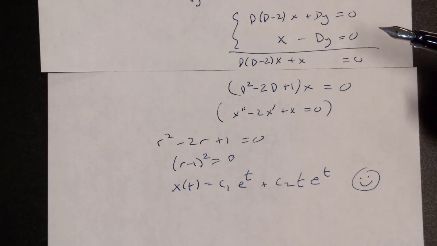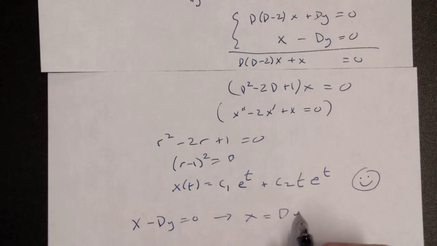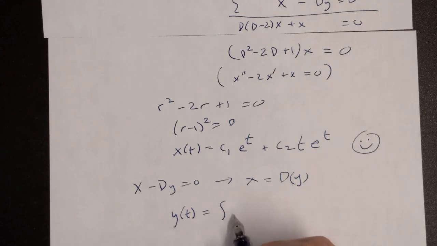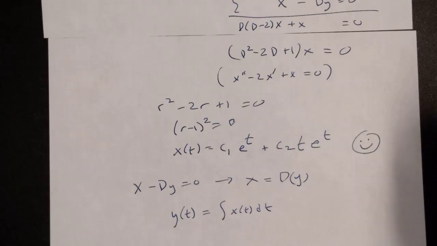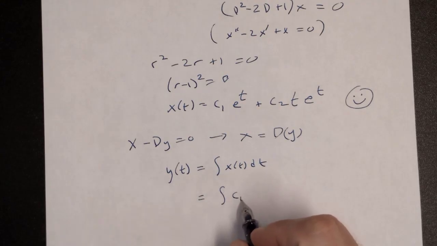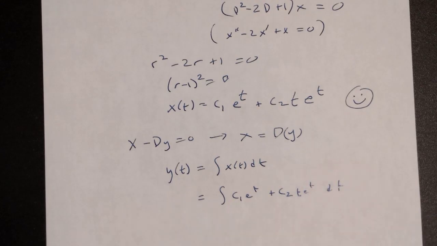Just something up here, right? I go back to one of the previous equations. Oh, the previous equation says x minus dy equals 0, which is the same as saying that x is the derivative of y. So if I want y, I just have to integrate x. I got it. So that's the integral of c1 e to the t plus c2 t e to the t dt. Oh, I got to do integration by parts. I'll live.